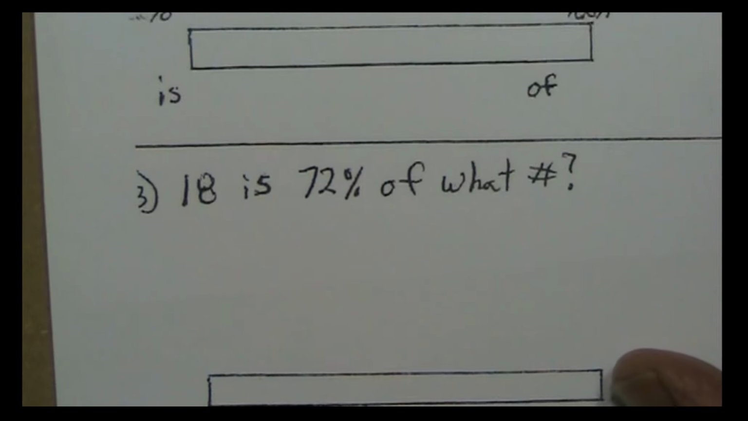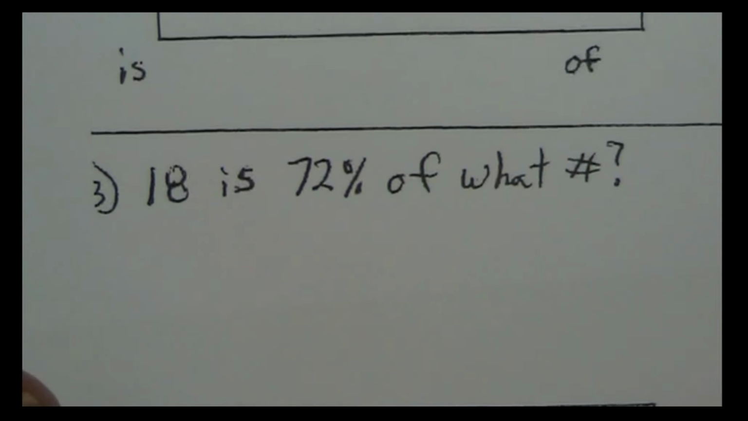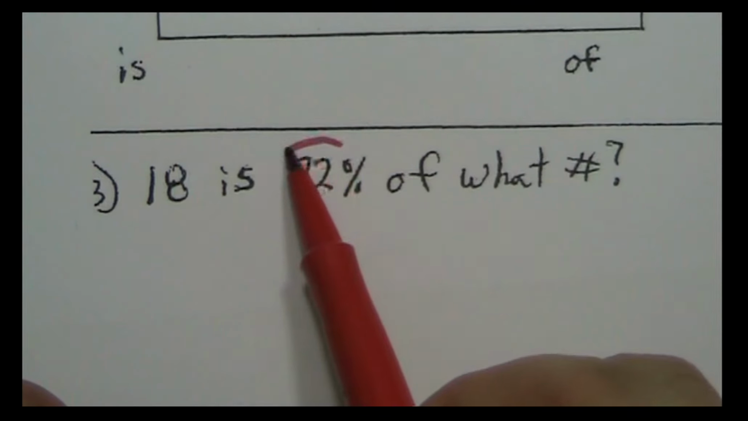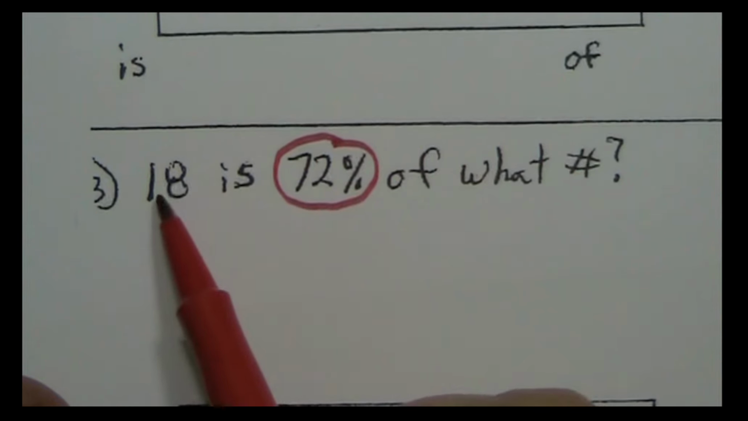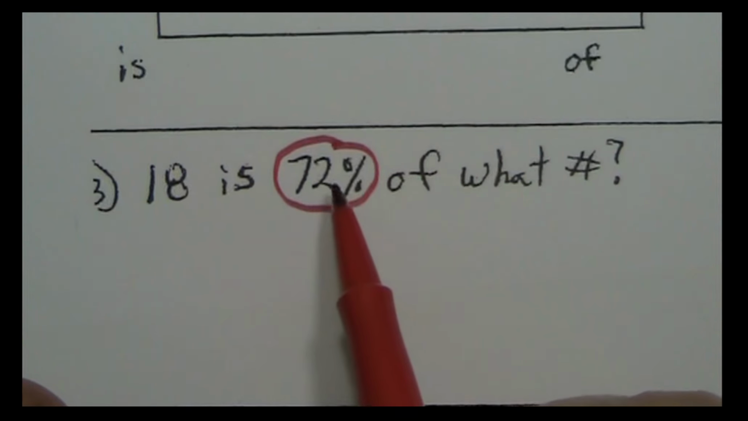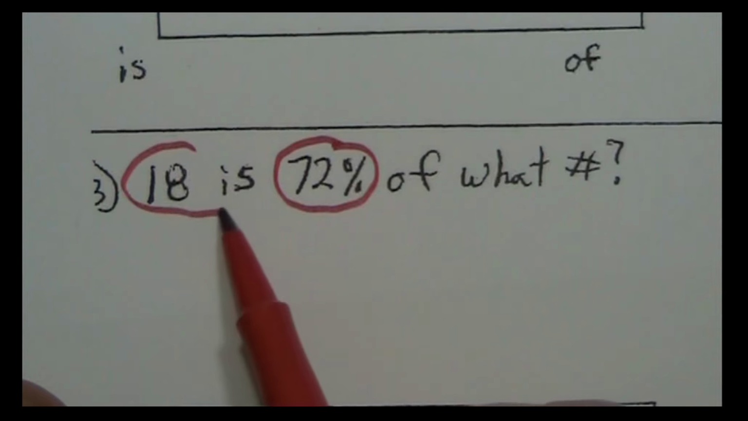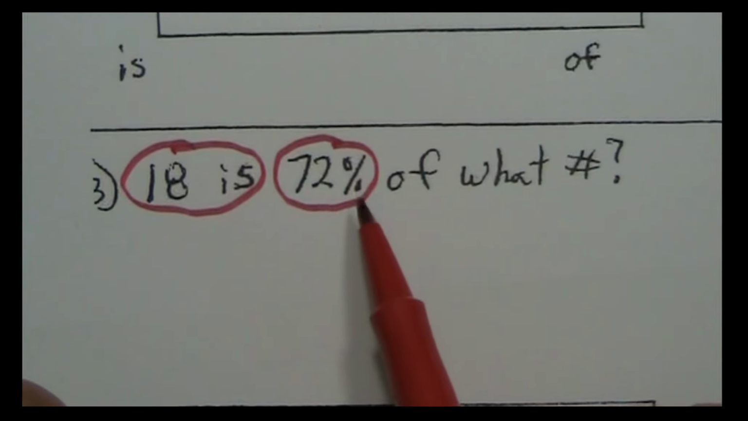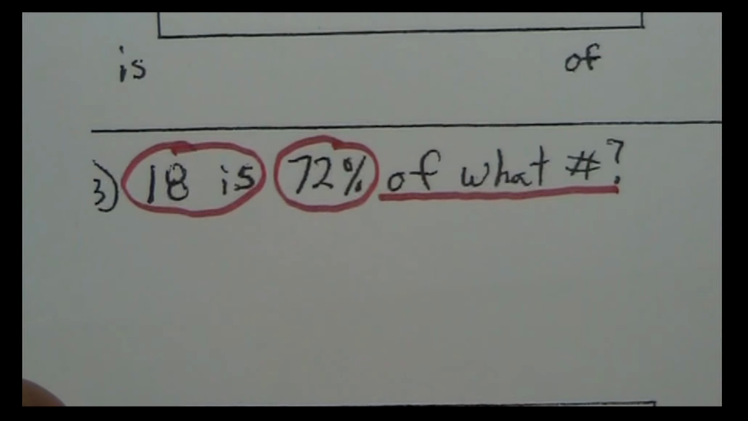All right, we have 18 is 72% of what number? Well, let's see. We have a 72%. Is this an is or an of number? Well, it must be an is number. It's right next to it: 18 is. This is a percent. I don't know the of, what number. That's our missing number. That's what we have to determine.